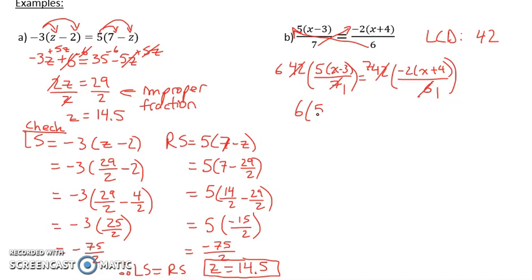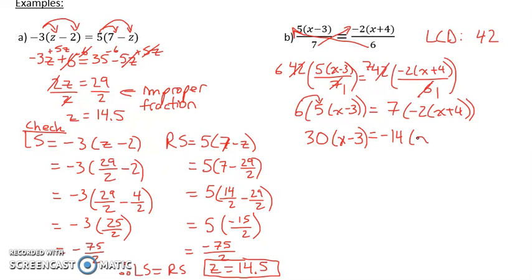It just becomes 6 times 5 times x minus 3, and that's equal to 7 times negative 2 times x plus 4. Now, be careful. 6 times 5 is 30, but don't also multiply the 6 times x minus 3. Otherwise, you'd be multiplying by 6 twice. So we're just multiplying by that 5, right? This isn't an application of the distributive property because this is 6 times 5 times x minus 3. We only use the distributive property when we have values separated by addition or subtraction. So we're going to get 30 times x minus 3, and we're going to get negative 14 times x plus 4.